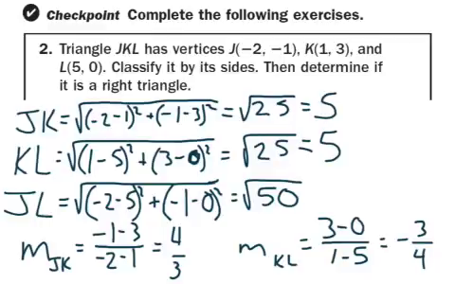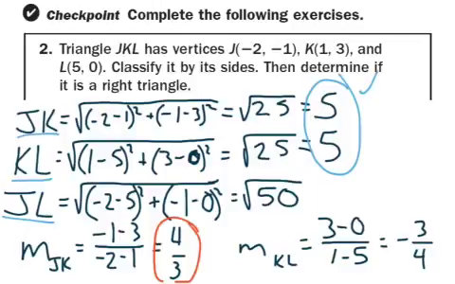Okay, so here's our three side lengths, JK, KL, and JL. You will notice that JK and KL are congruent. Since we have one pair of congruent sides, it is an isosceles triangle. Also, notice the slopes of those two sides, the two shortest sides, JK and KL, are 4/3 and -3/4. They are opposite reciprocals. So we have a right isosceles triangle.